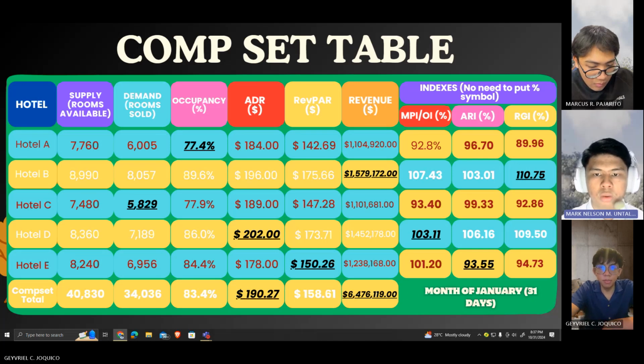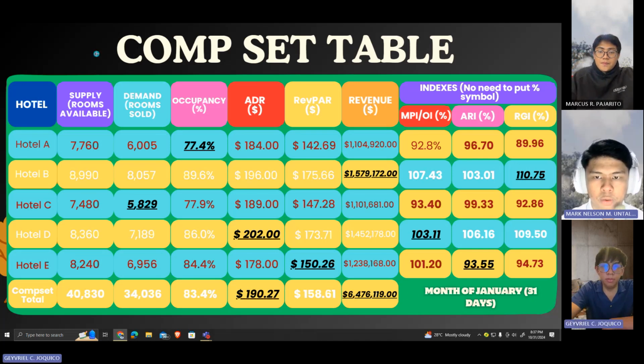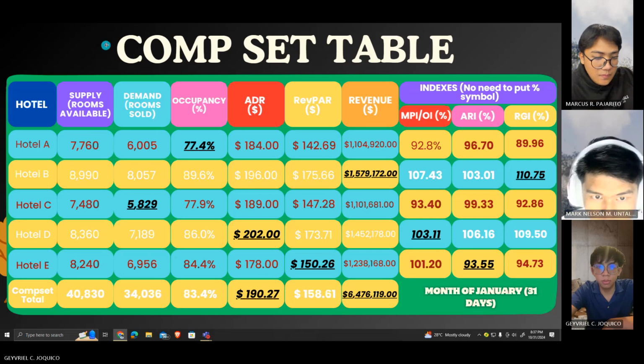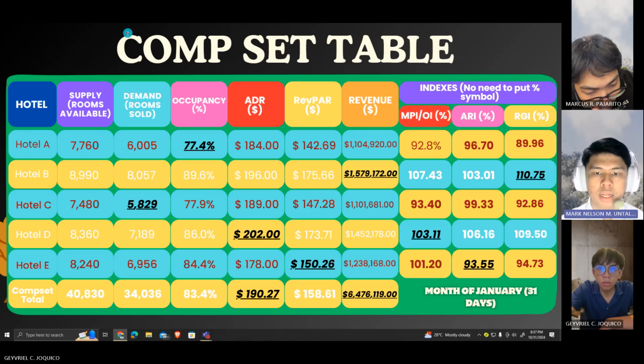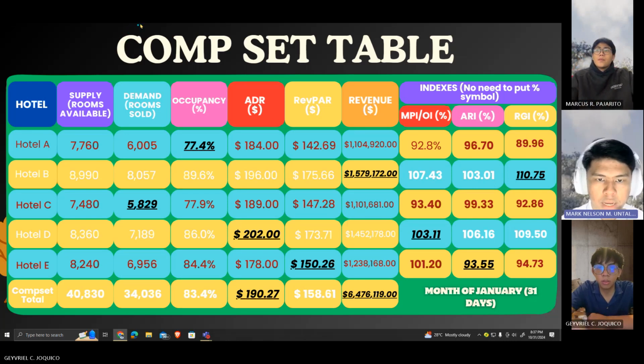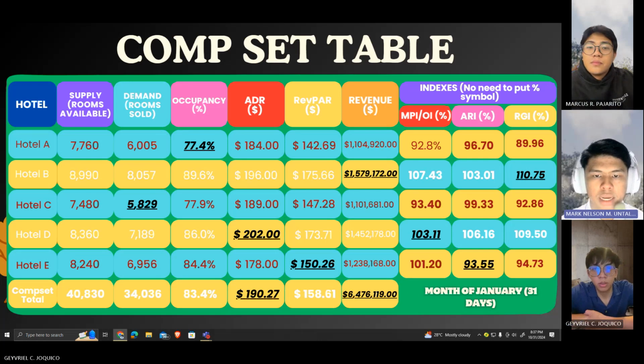Meanwhile, Hotels A and E generated $1,104,000 and $1,238,168, respectively, with moderate occupancy. Hotel A's lower ADR of $184 and Hotel E's budget-friendly ADR of $178 suggest potential areas for strategic pricing adjustment.